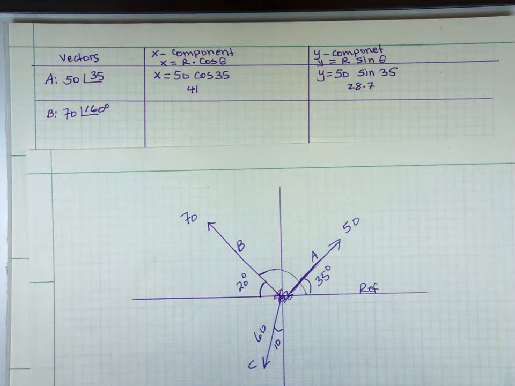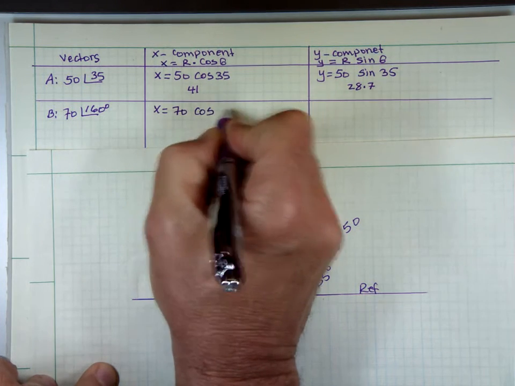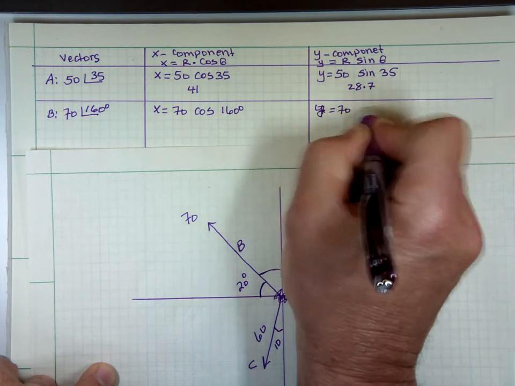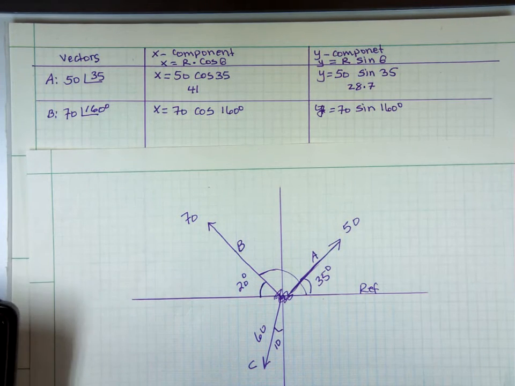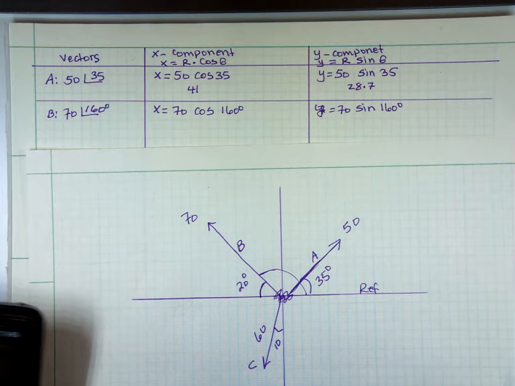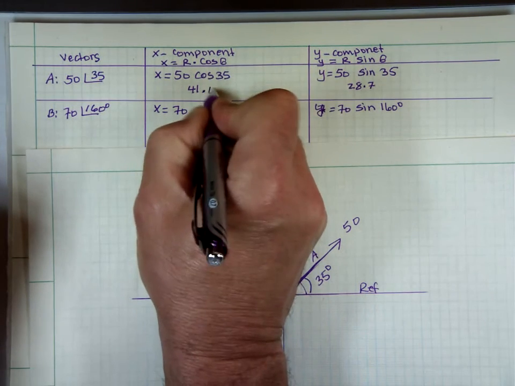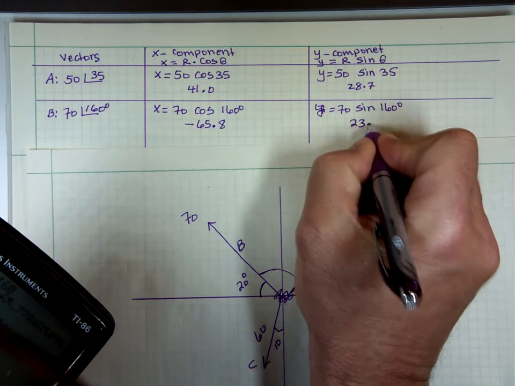The x value will be what? 70 cosine 160. The y value, 70 sine 160. Cosine 160, negative 65.8. Sine 160, 23.9. We got one more vector to deal with.